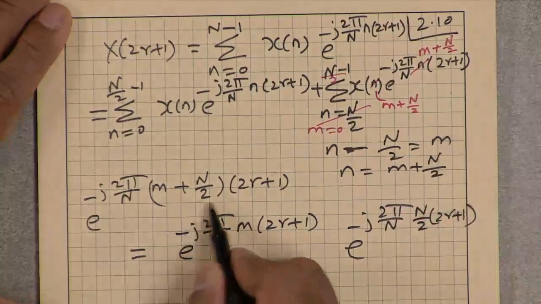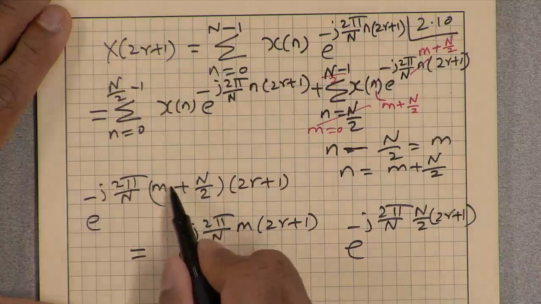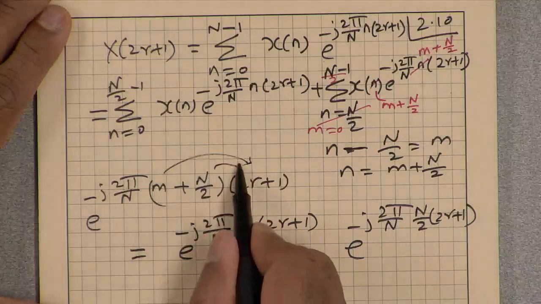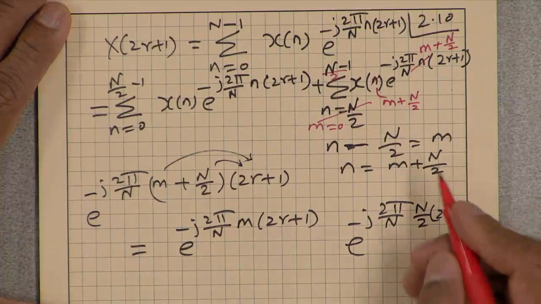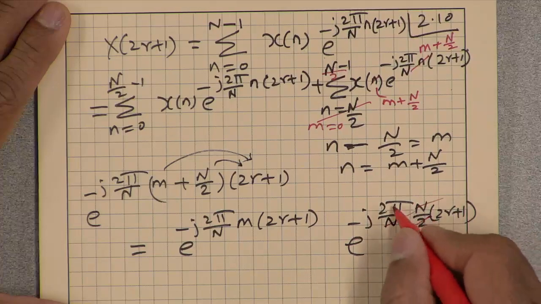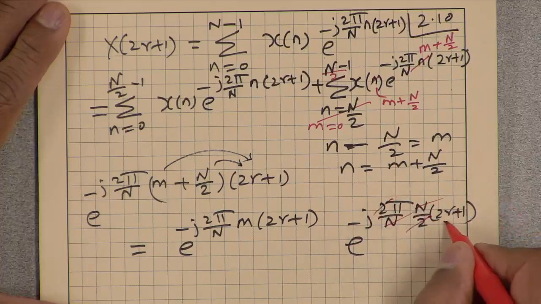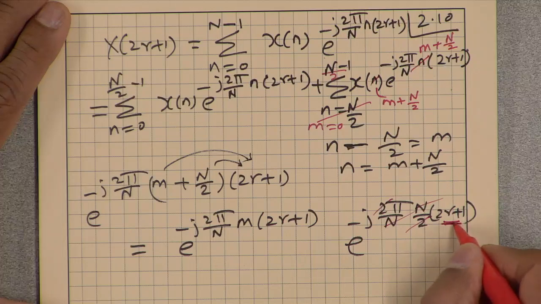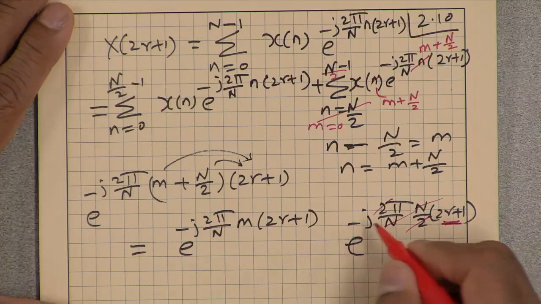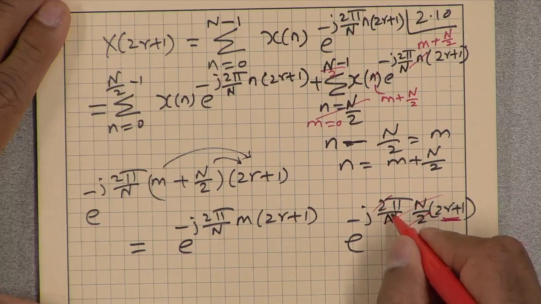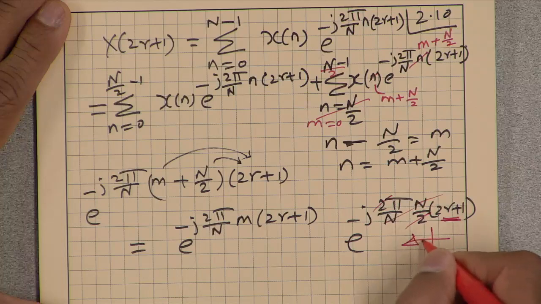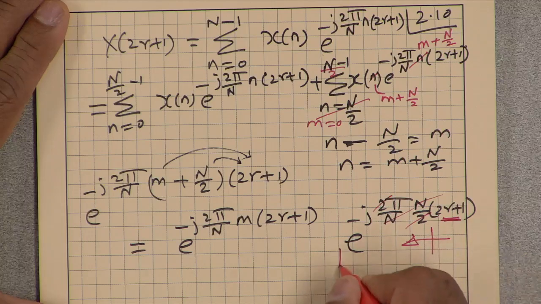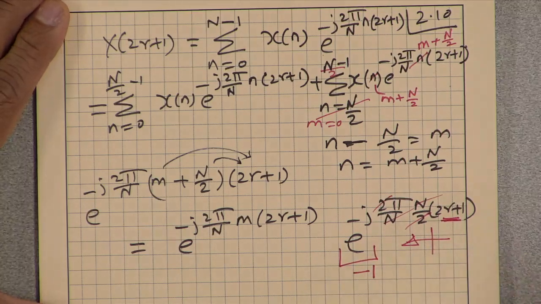Okay, so we just write this as m times that quantity and then N by 2 times that quantity. N cancels out, 2 cancels out. This 2r plus 1 is an odd number, and any complex exponential with odd pi is going to line up on this axis here, which is minus 1, the opposite side of the real axis, right? So this is minus 1.